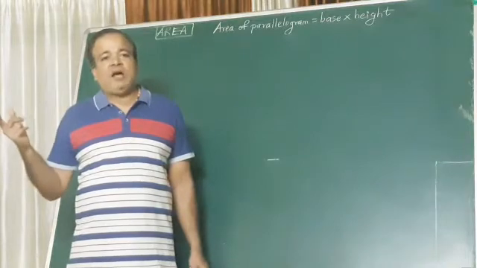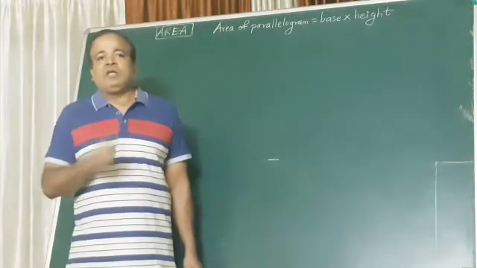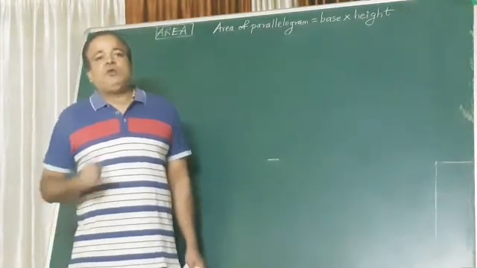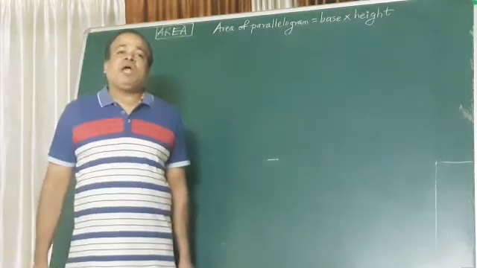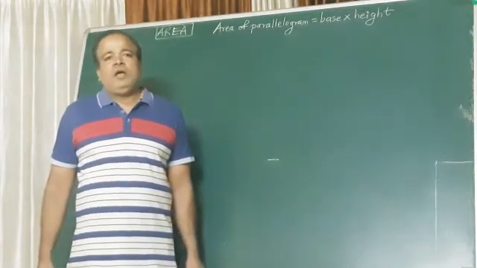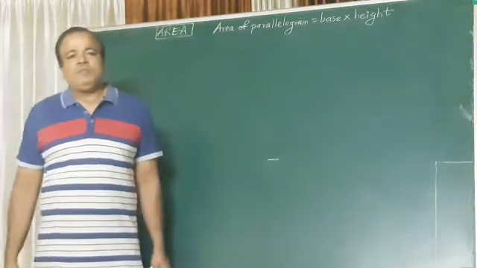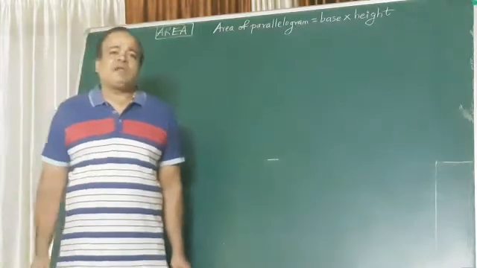You know the formula half base into height for finding the area of any triangle. What is the formula you have learned in the lower classes? Half into base into height. That is the formula for the area of a triangle. But this year you learn a new formula: the area of a triangle you can find out by using Heron's formula. And then finally we will learn how to find the area of a circle, if the radius is given, if the diameter is given, and if the circumference is given.